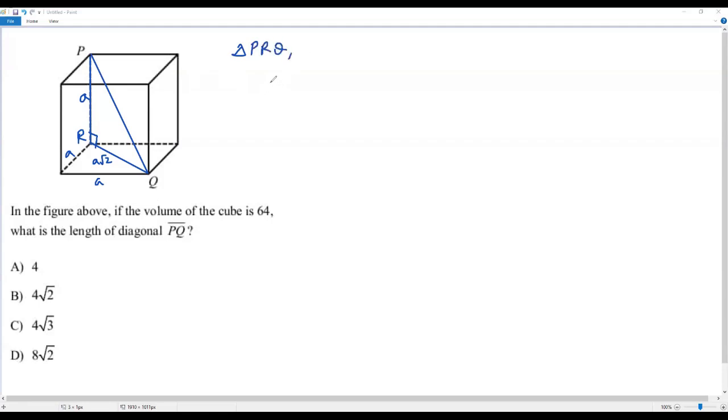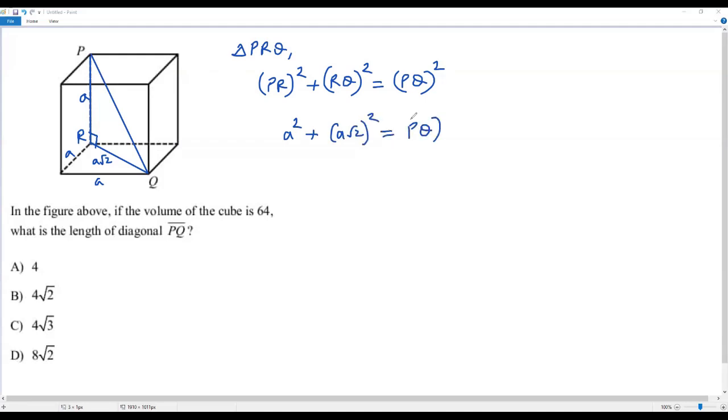According to the Pythagorean theorem, we have PR squared plus RQ squared equals PQ squared. For PR, we know that it's A squared, plus, for RQ, A times square root of 2, the whole squared. PQ, we do not know the length of PQ, that's what we have to find. We can keep this one as it is. Anyway, if I want to get the value of PQ, I must know the value of A. So how do I get the value of A? For that, we can use this particular piece of information.